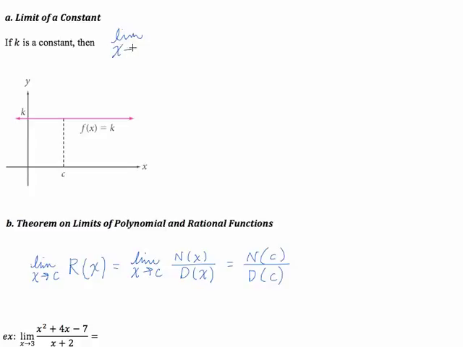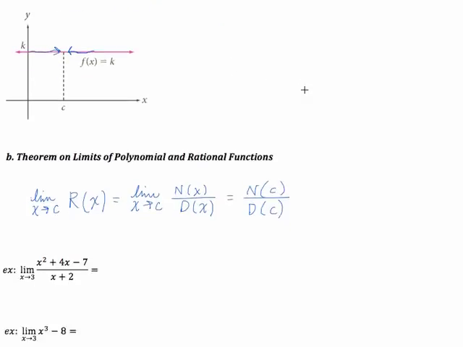as x approaches c of that constant function of the constant k is equal to the y values that the function approaches as you get closer and closer to c from both the right and the left. Either way, those y values are at k. They're always approaching k. So the limit as x approaches c of a constant is the constant itself.